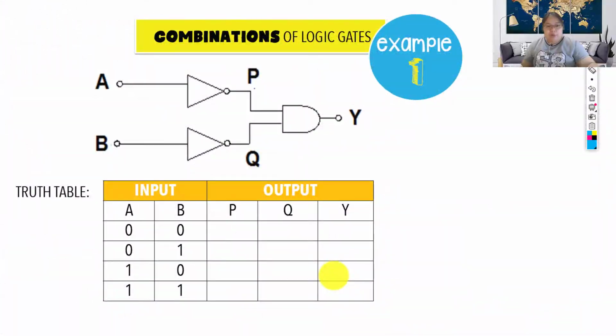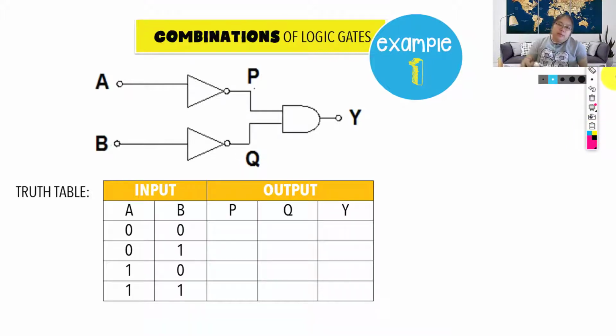Okay, let's see the first one. A and B are the inputs. I give you the input already: 0, 0, 0, 1, 1, 0, 1, 1. Now you need to fill in P, Q, and Y. We're going to solve P and Q first, so Y should be the last one.